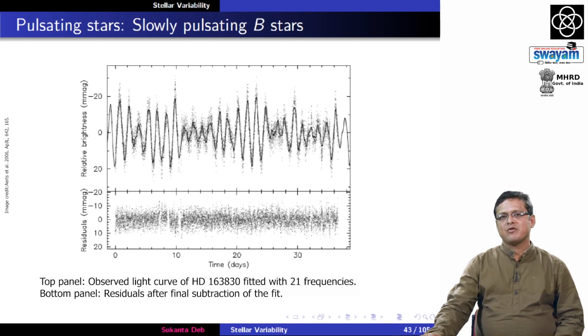Now, here is a light curve of a slowly pulsating B star. You can see these stars can have a large number of modes. They are multiperiodic.